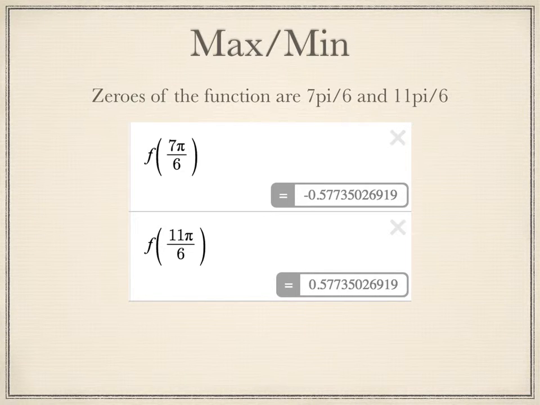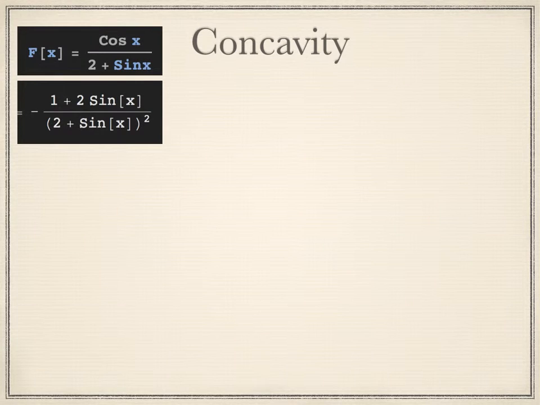And for the max and min, we've set our derivative equal to 0, so we have 7 pi over 6 and 11 pi over 6, and we plug that into our function. For the minimum, we get 7 pi over 6 and negative 0.5, and for the maximum, we get 11 pi over 6 and 0.57.